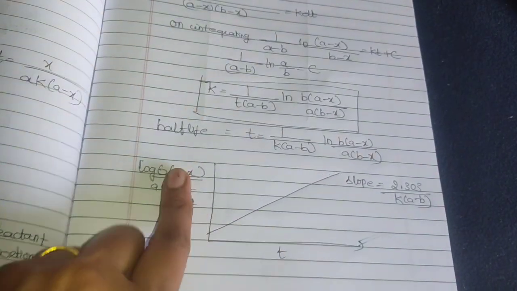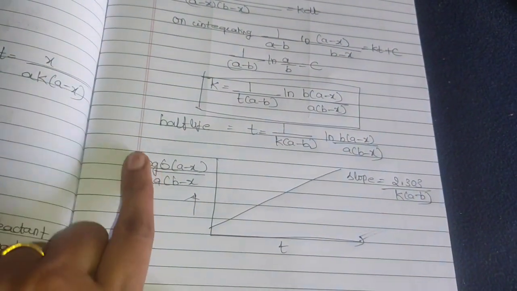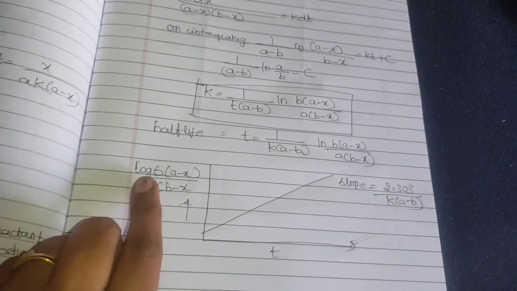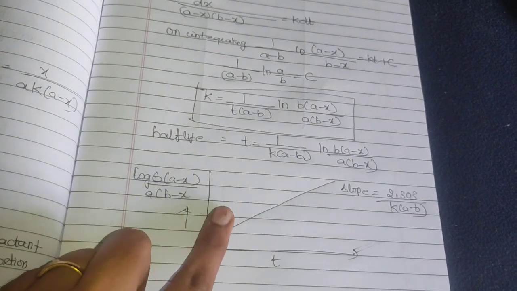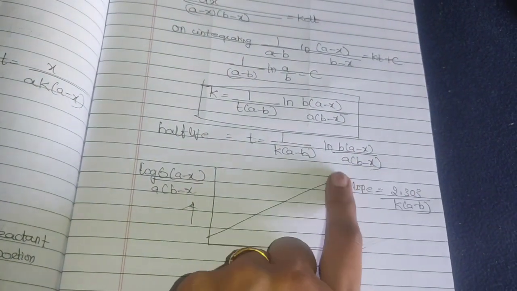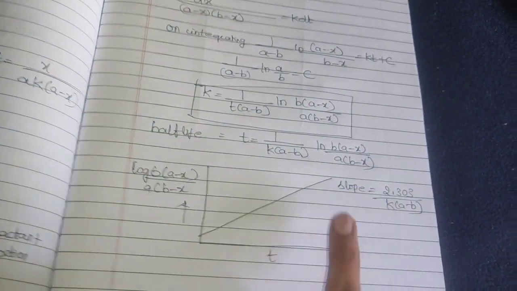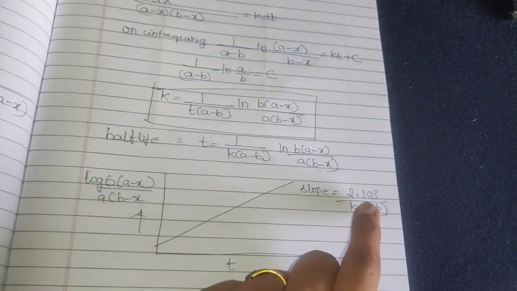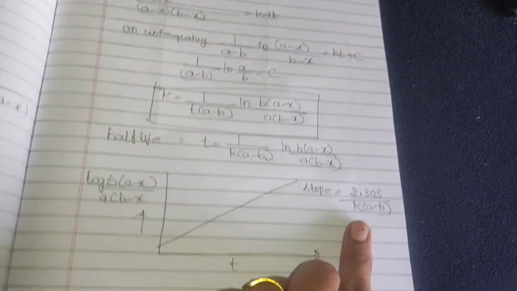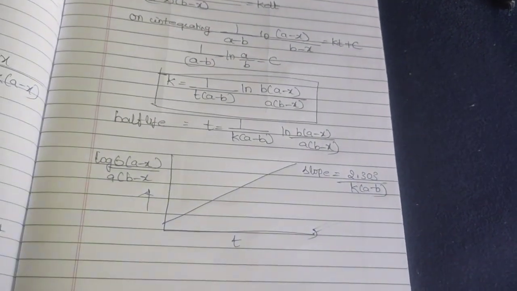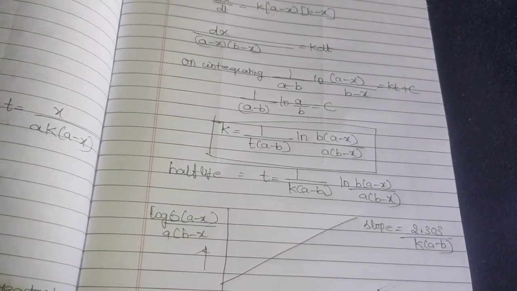So when we draw a graph between log of b (a minus x) by a (b minus x) with time, we will get slope 2.303 by k (a minus b), like this we will get.